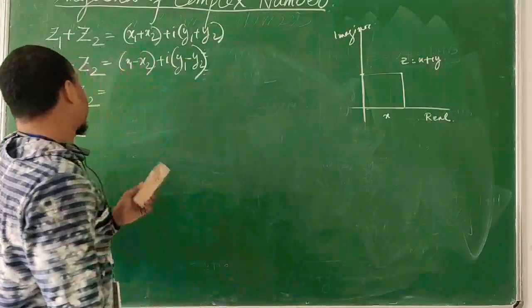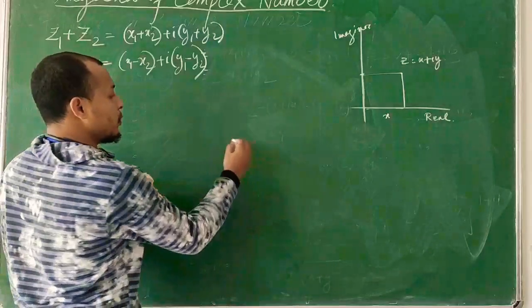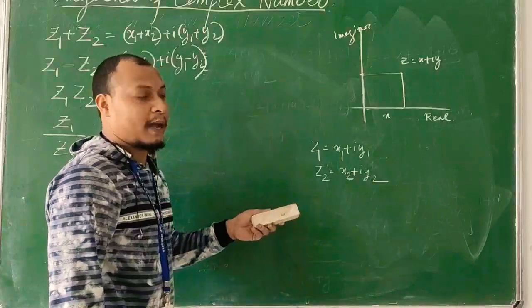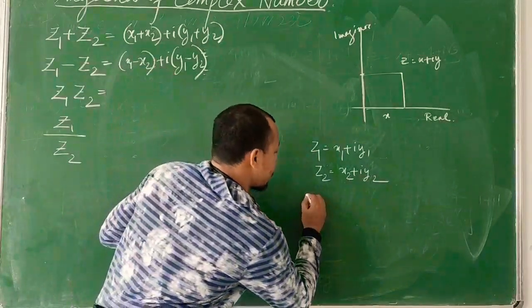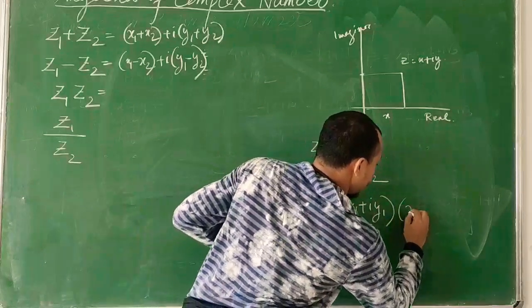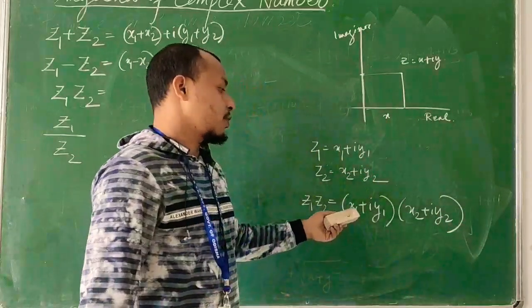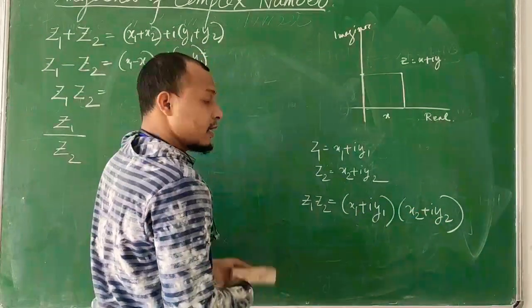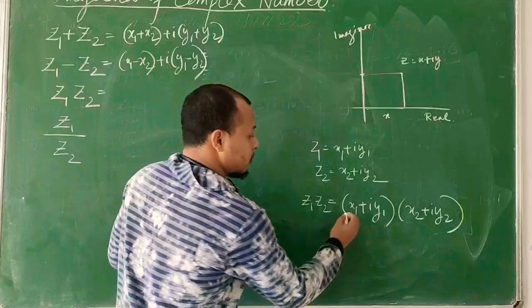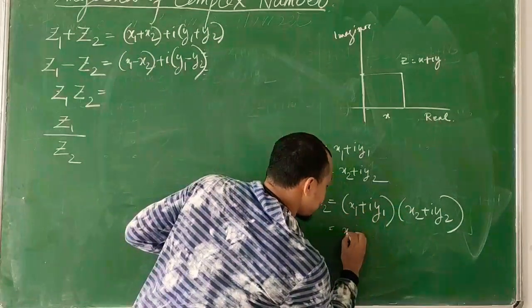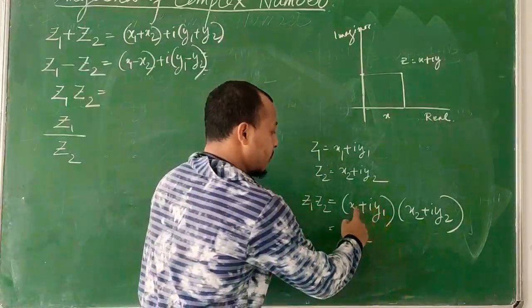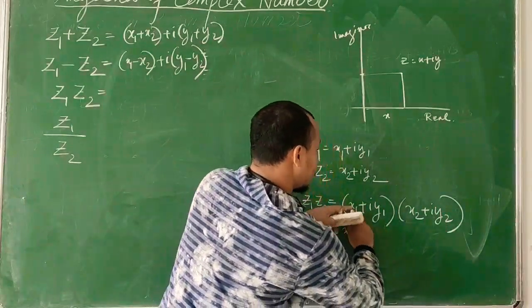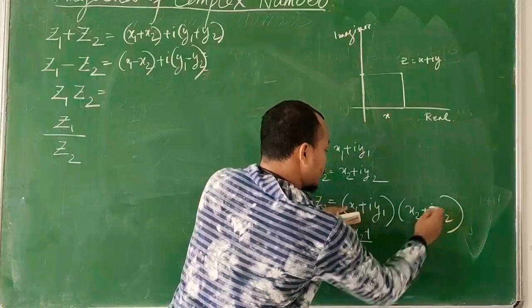Okay, so next Z1 into Z2. Now we are going to multiply Z1 and Z2. x1 plus iy1 into x2 plus iy2. So now you have to multiply as in normal multiplication. x1 into x2, then x1 by the distributive property with this one, x1 into iy2.